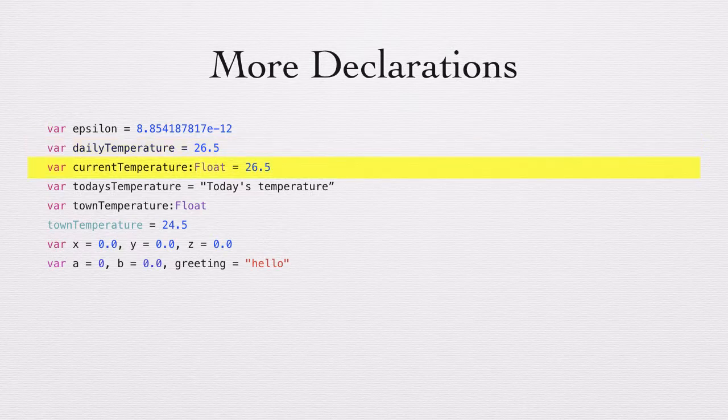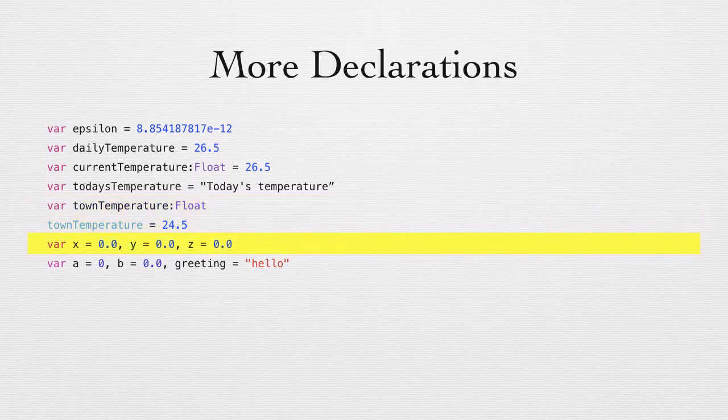To declare a variable of type float, specify its type explicitly. Today's temperature is of type string. You need not initialize the variable at the time of its declaration. In this case, you must specify its type in the declaration statement. Later on, when you assign a value to it, the runtime ensures that you assign a value of the same data type, or else a runtime error occurs.